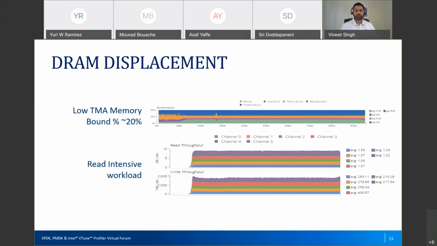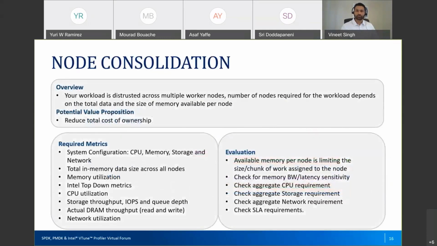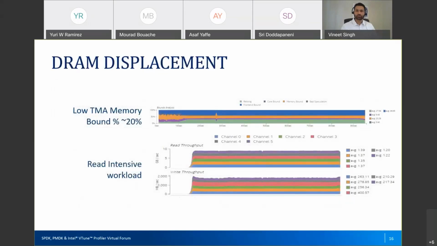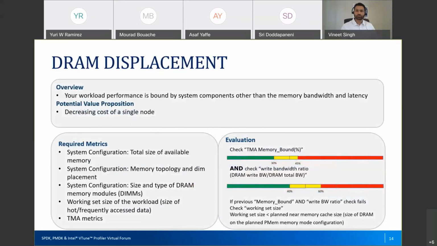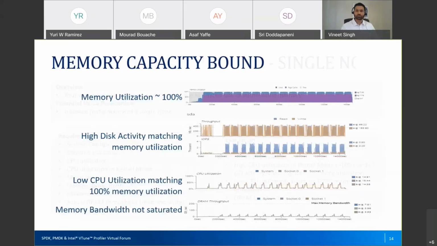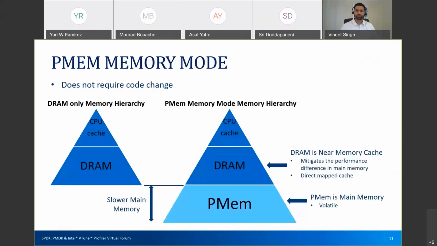Thank you. Another question for you. In memory mode, DRAM basically works as cache and PMEM is the main addressable memory, right? What options do we have in our tools to monitor the DRAM cache efficiency?